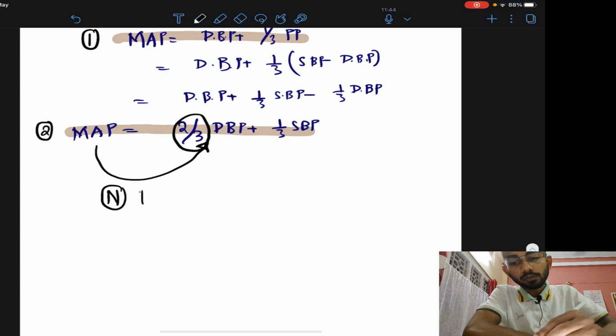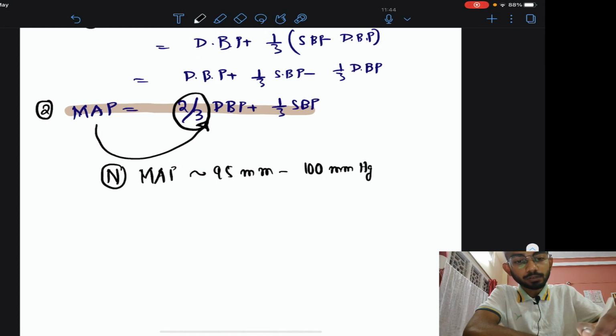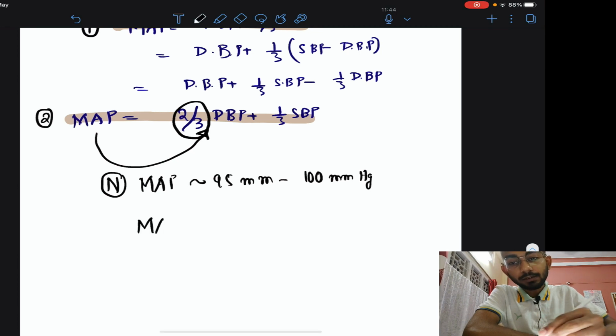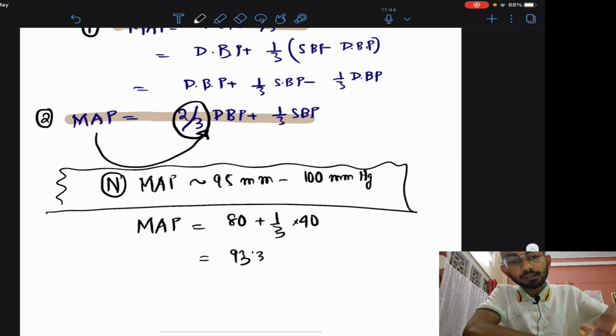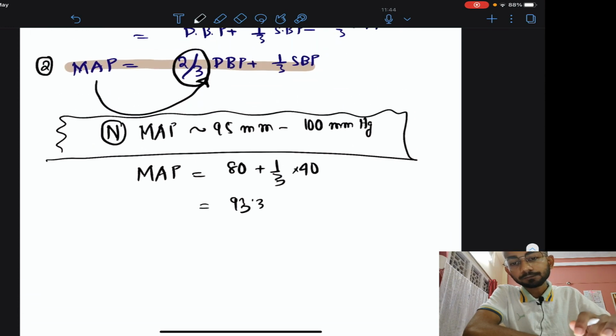Now what is its normal range, guys? The normal range of the mean arterial pressure comes out to be 95 millimeter of mercury to 100 millimeter of mercury. How do we get the value, guys? If we put the values of diastolic blood pressure, which is 80, plus 1/3 of what? Pulse pressure, which is 40, it comes out to be 93.3. So the normal range is taken as 95 to 100 millimeter of mercury, guys.